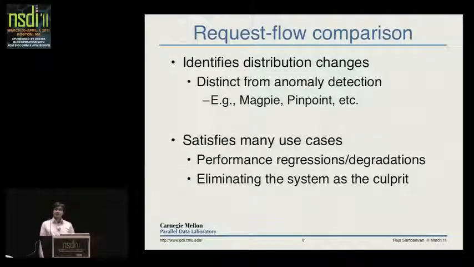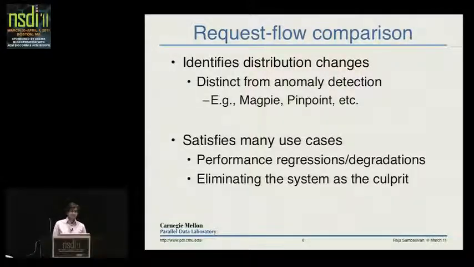So though request flow comparison can't be used to diagnose all sorts of problems, for example, why performance has always been slow, it does have many use cases. For example, diagnosing the root cause of performance regressions, comparing request flows from after the regression to before the regression to understand why performance has changed. It can also be used to diagnose performance degradations within a single execution of a system. For example, by comparing the last 1,000 requests observed to the first 1,000 to understand why the last 1,000 are so much slower.